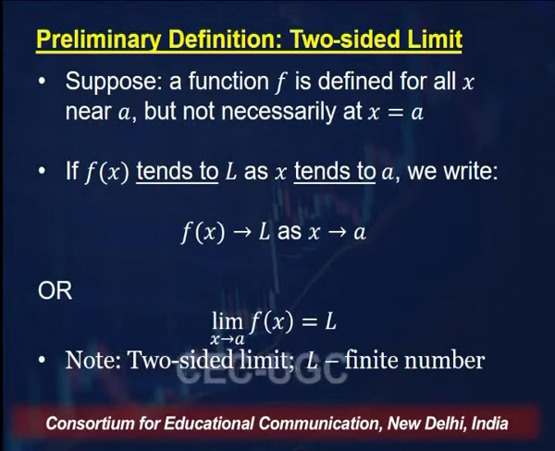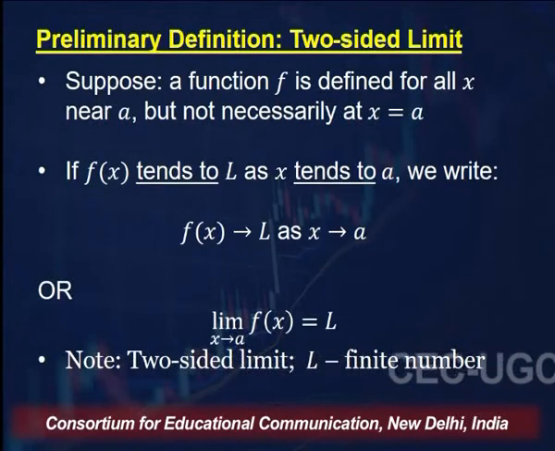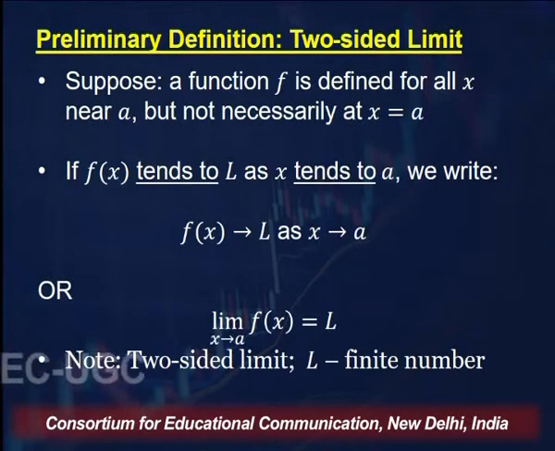So we want to look at what happens to the function as x approaches a from values less than a, and what happens to the function as x approaches a from values of x more than a. And this then is the concept of the two-sided limit. We have to look at what happens to the function as x approaches a from both sides.